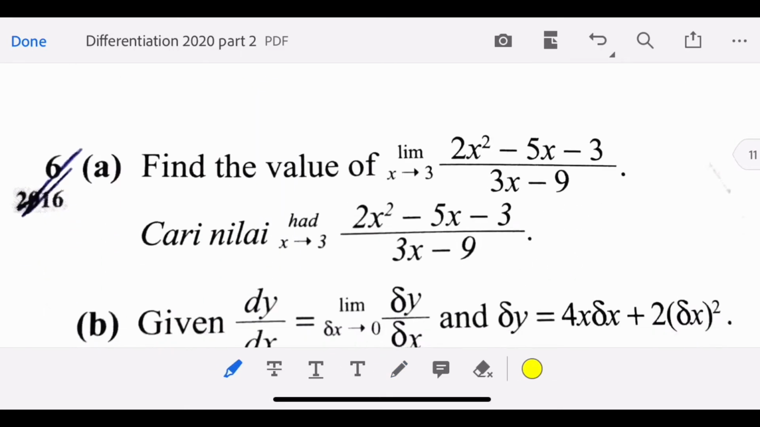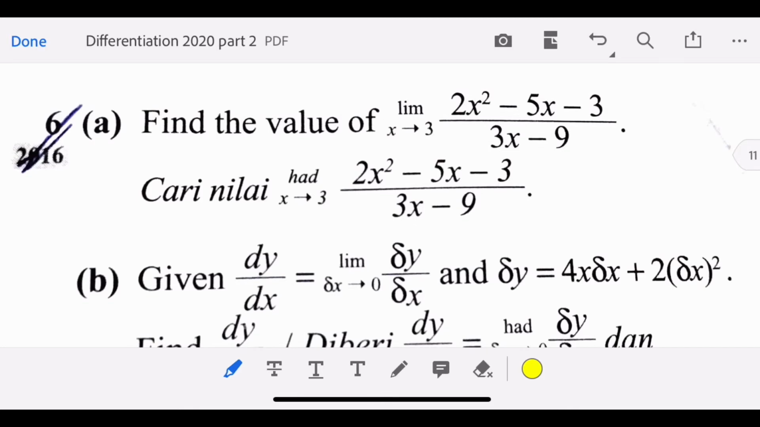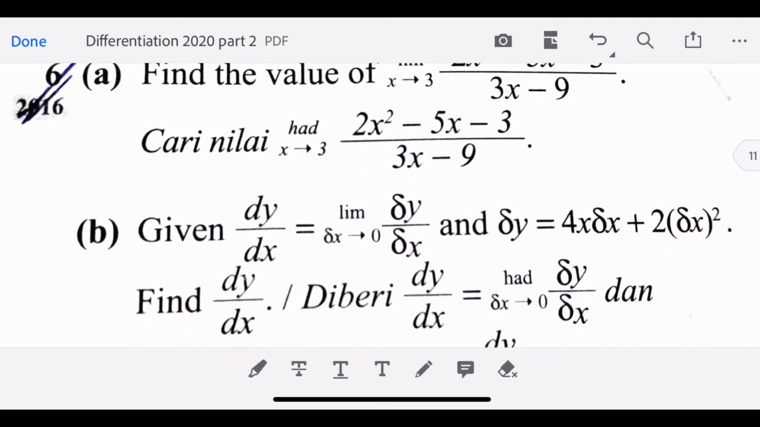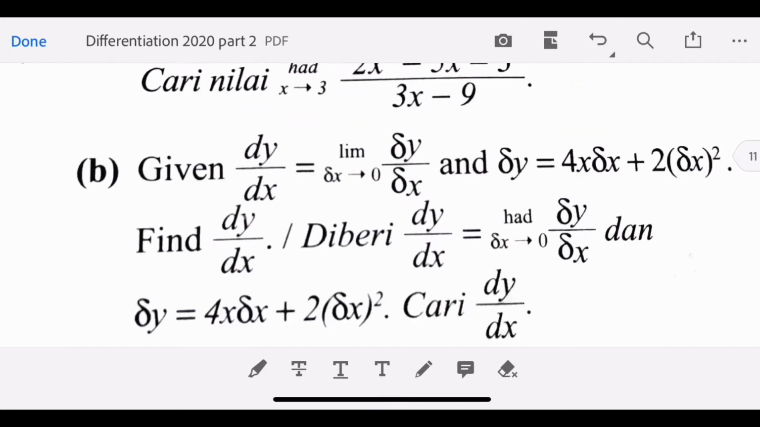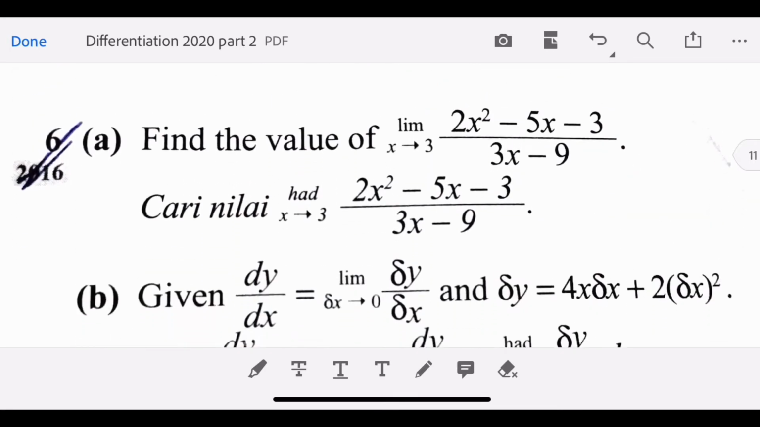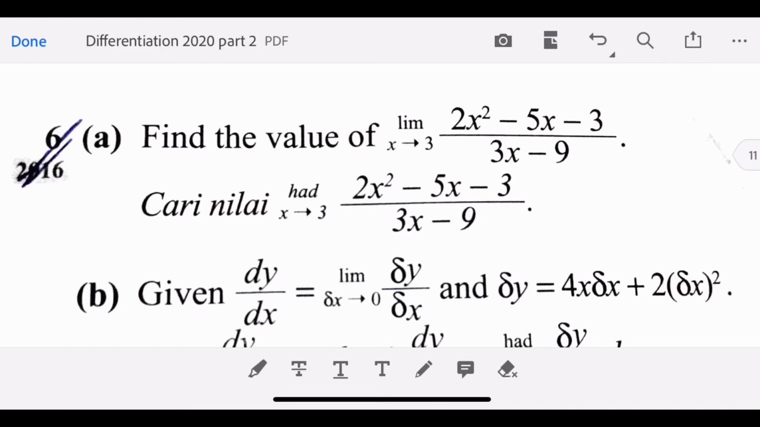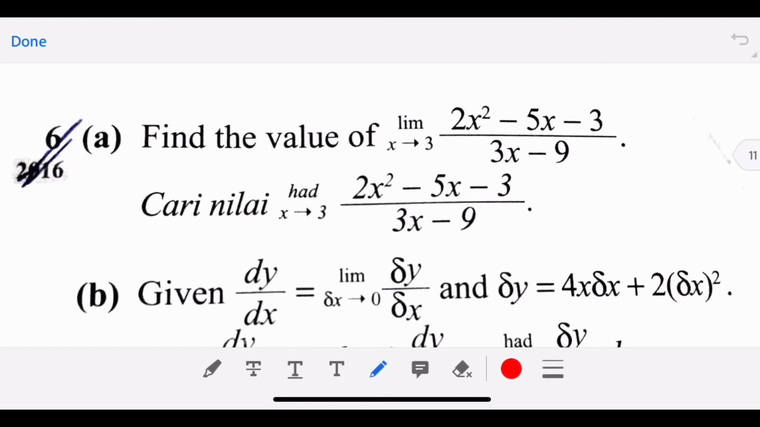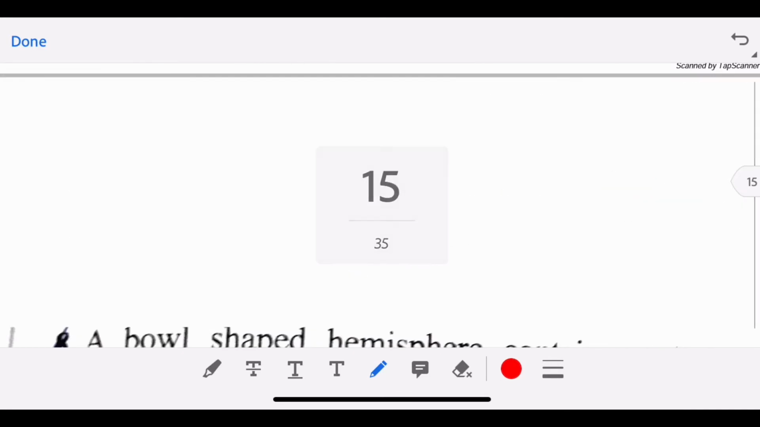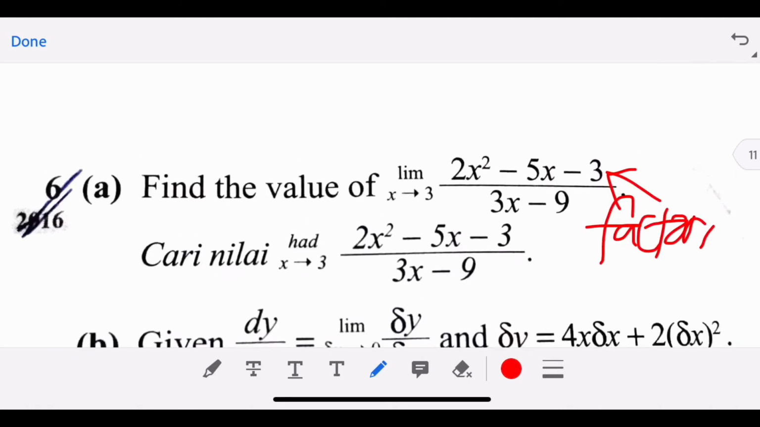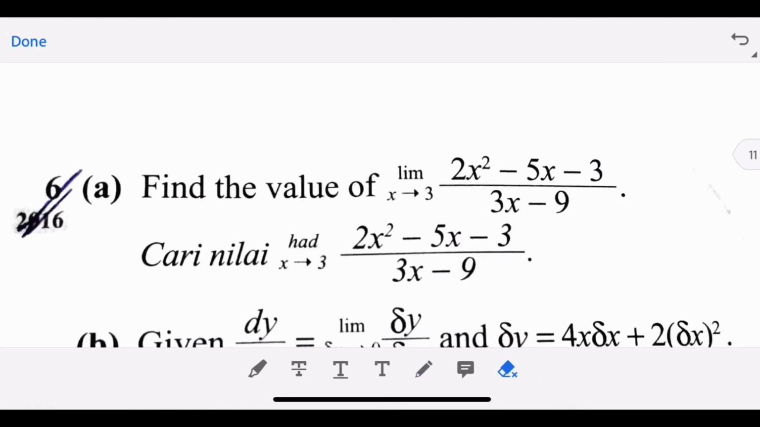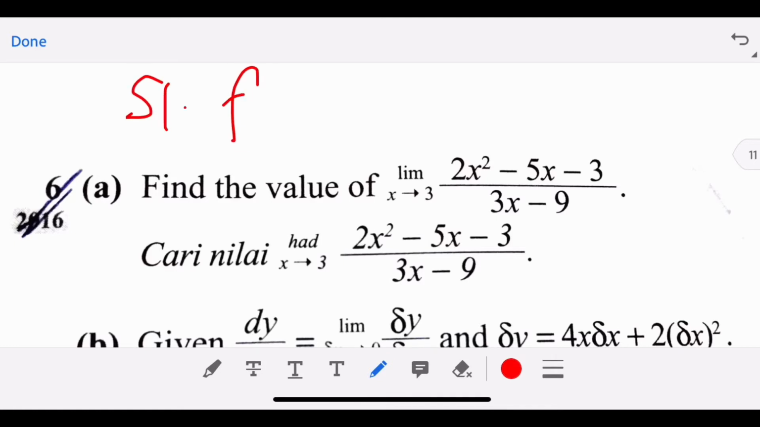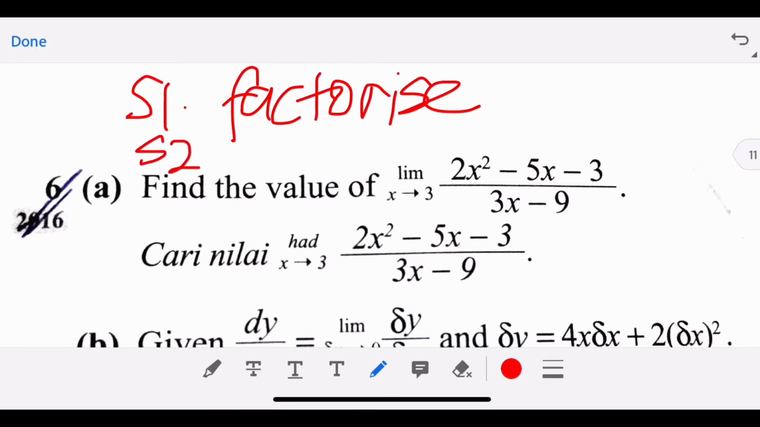Okay, alright, now let's go to next one. For this one, find the value of limit. So when you want to find the limit, you have to follow the steps. There are a few steps that you need to memorize. The first step is you need to factorize. Okay, after you factorize, you have to simplify. And then after you simplify, you have to substitute. So we have factorize, simplify, substitute.